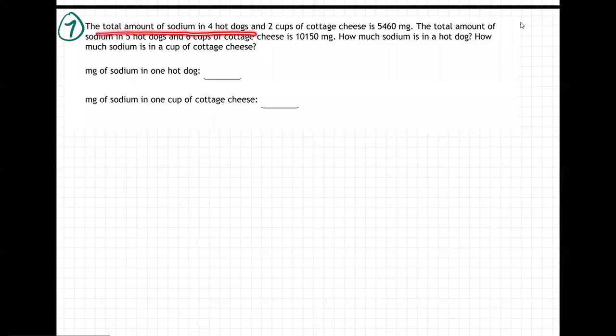The total amount of sodium in 4 hot dogs and 2 cups of cottage cheese is 5460 milligrams. The total amount of sodium in 5 hot dogs and 6 cups of cottage cheese is 10,150 milligrams. How much sodium is in a hot dog? How much sodium is in a cup of cottage cheese? Okay, well, I'm going to let H be the amount of sodium in a hot dog, and C be the amount of sodium in cottage cheese.